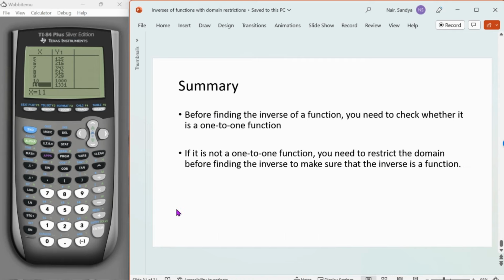So before finding the inverse of a function, you need to first check whether it is a one-to-one function. If it is not a one-to-one function, then you need to first restrict the domain before finding the inverse in order to make sure that the inverse is a function.